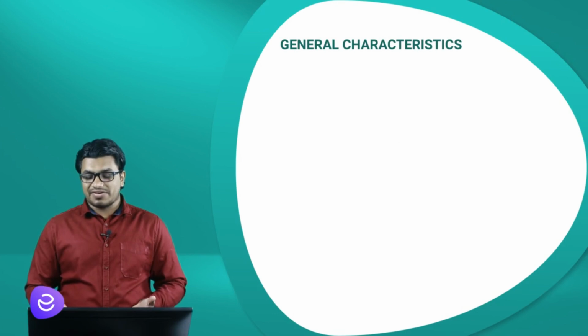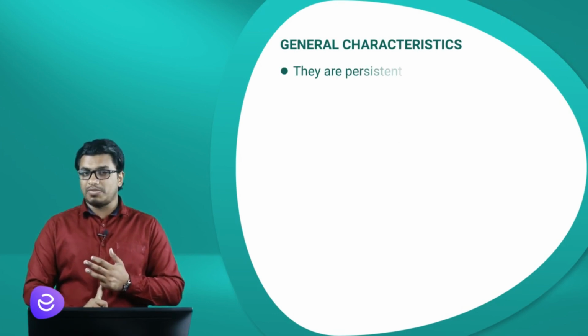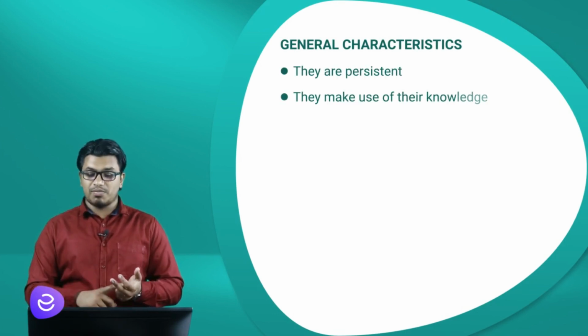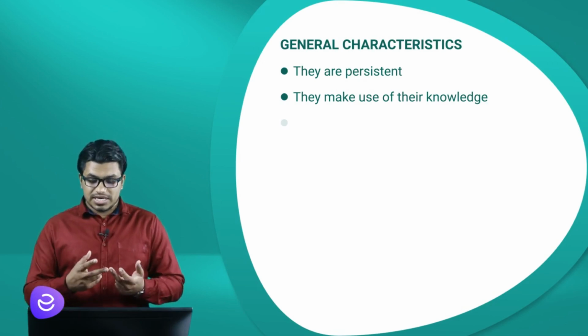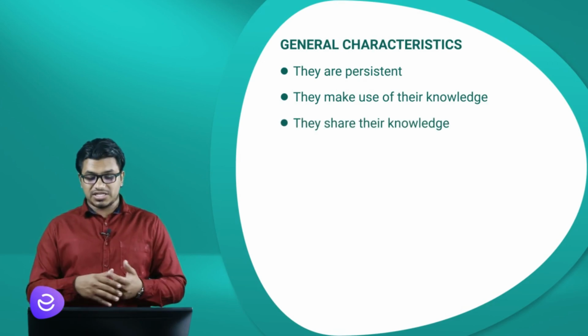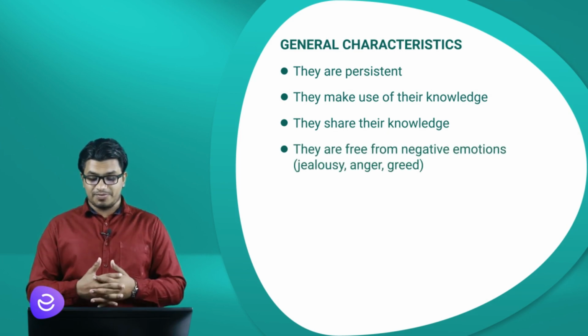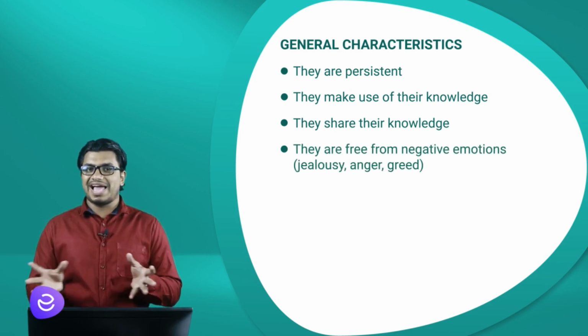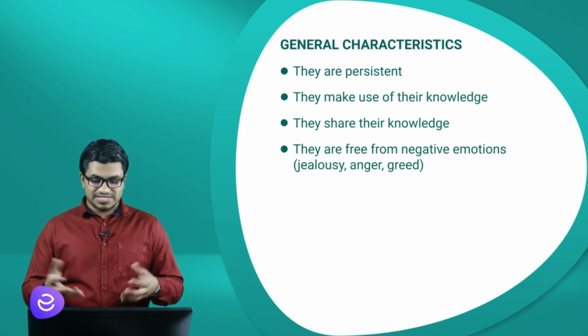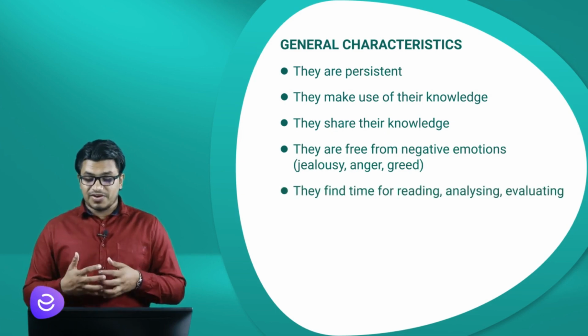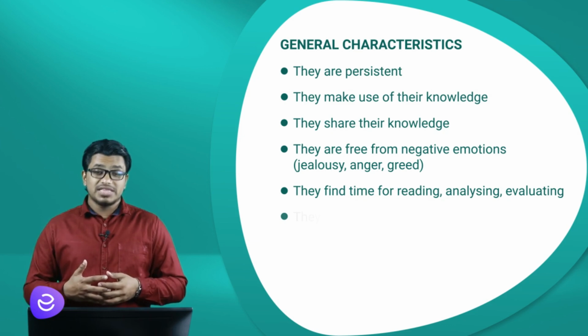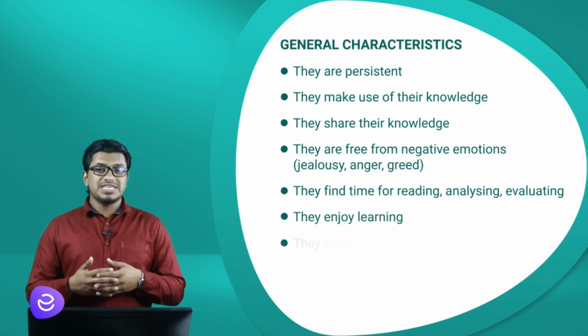A learner basically has some common characteristics. I will read them out to you. They are all very simple general characteristics of a learner, not the characteristics that we are going to talk about soon, but some general characteristics. They are persistent. A learner should be persistent. He should make use of this knowledge. Then he or she should share the knowledge. They should be free from negative emotions like jealousy, anger, greed, pride, etc. They should find time for reading, analyzing and evaluating. They should enjoy learning.